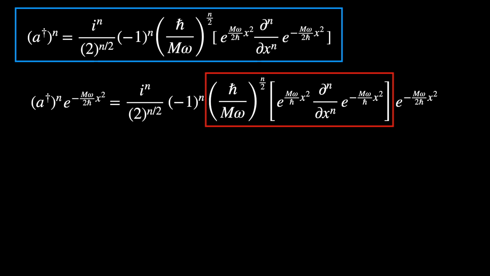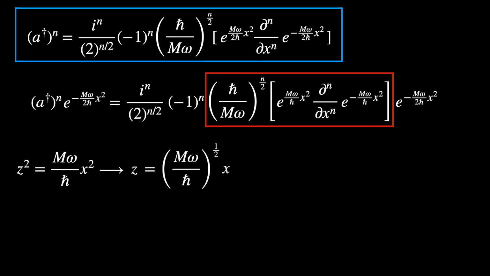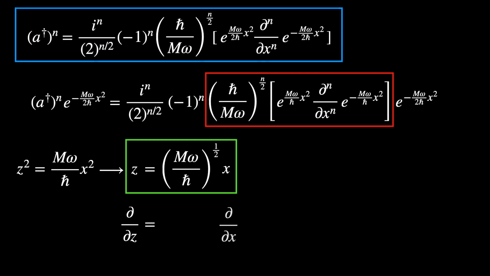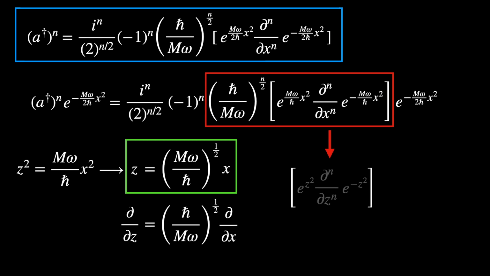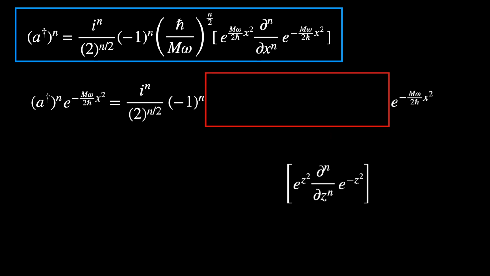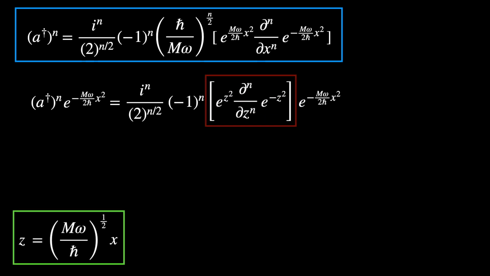we can simplify the term in the red box by rescaling the variable x. Define the variable z such that z squared equals m omega over h bar times x squared. In this way, the derivative with respect to z will be that of x times a constant factor. This same factor can be found above to the power of n. Thus the term in the red box takes a simple form as a function of z, including the factor minus 1 to the power n.